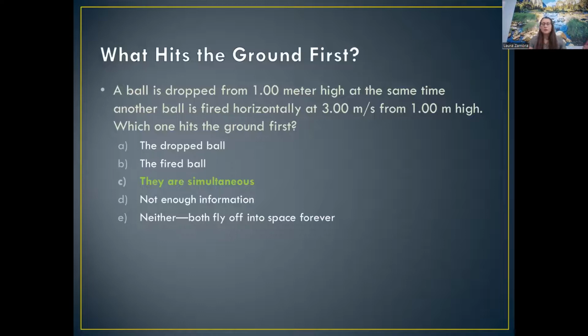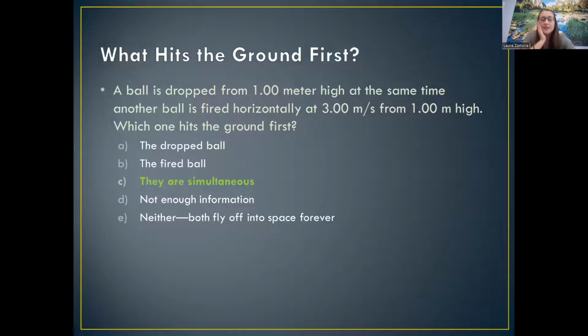For some reason, this blows a lot of people's minds that these two balls, even though one is traveling horizontally significantly faster than the other, will still hit the ground at the same time. Keep in mind that in physics 1, we are always talking about the idealized case. A lot of the time we'll ignore friction and air resistance. We're just thinking about the ideal case. And yes, they're simultaneous because of the acceleration due to gravity.